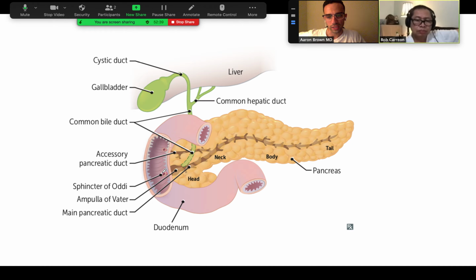The sphincter of Oddi contracts and relaxes, and that's definitely something to keep in mind when doing surgeries or trying to catheterize this sphincter to take away blockages in the common bile duct or something like that. This can contract and relax.